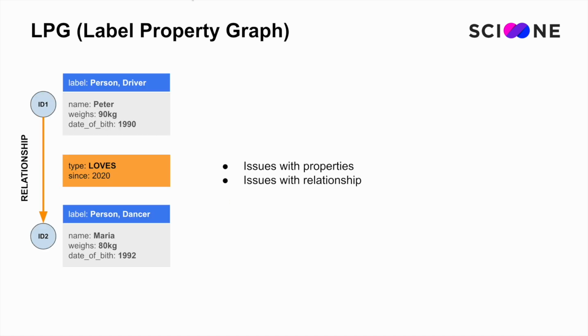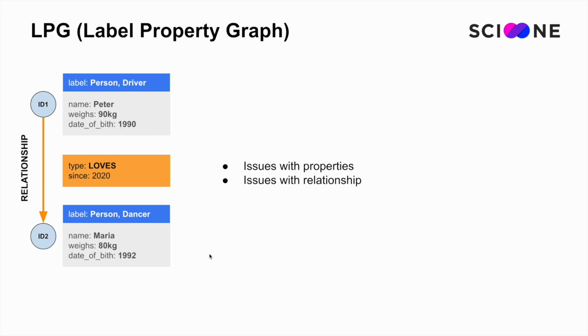Let's take this simple example. We have two nodes with common label person connected via a relationship of type love. The main advantage of the property graph model is that it's simple to understand. In theory, it just makes sense. That is until you start using it in real life.